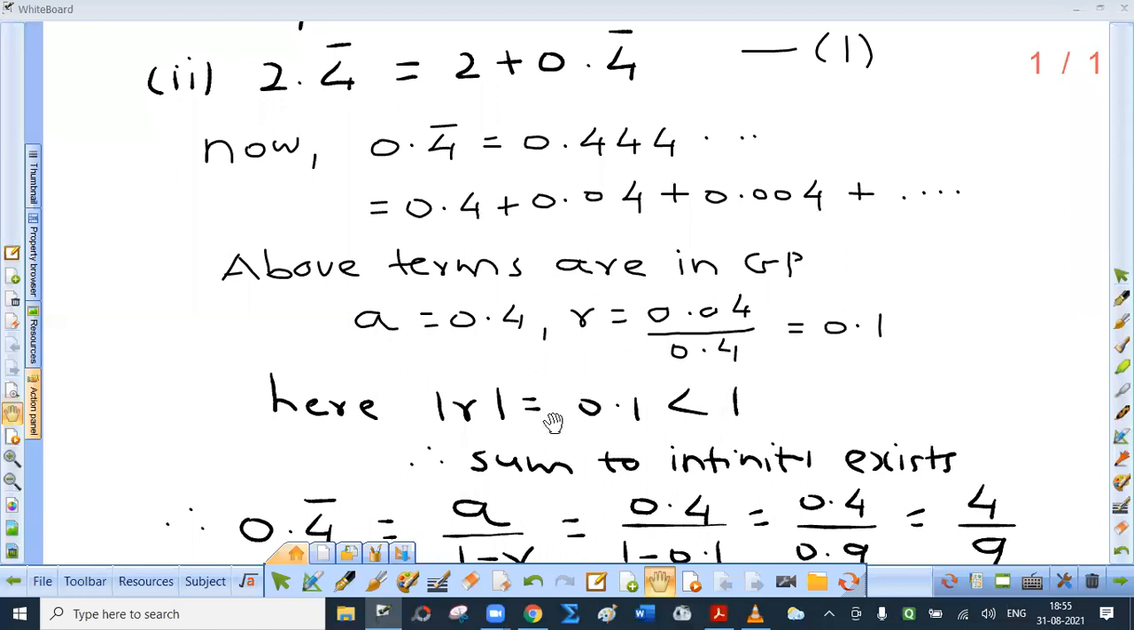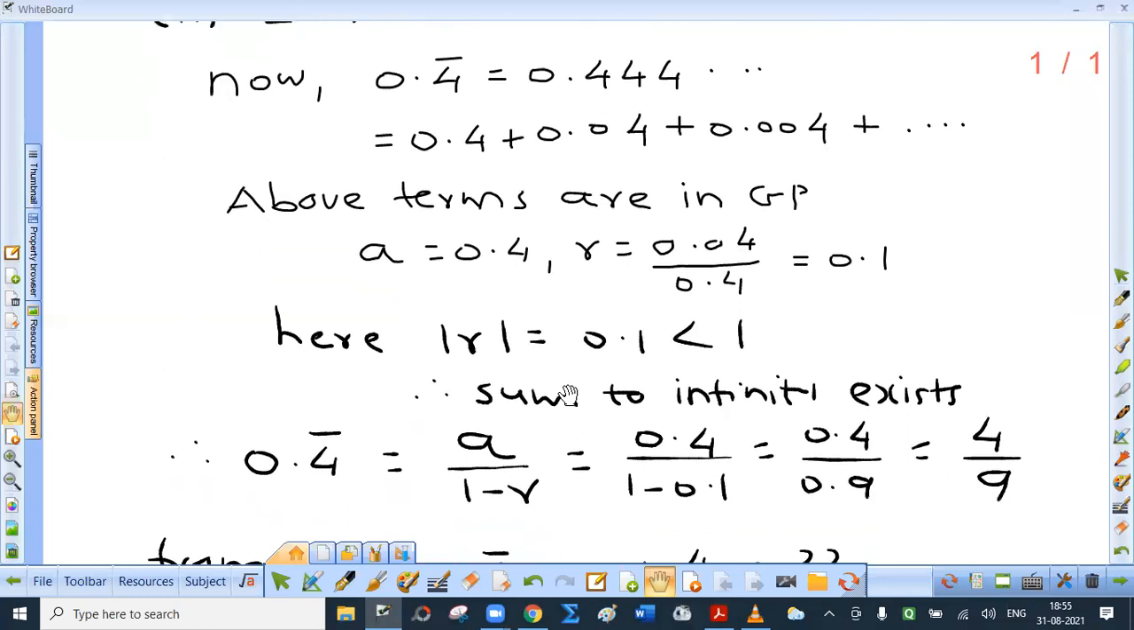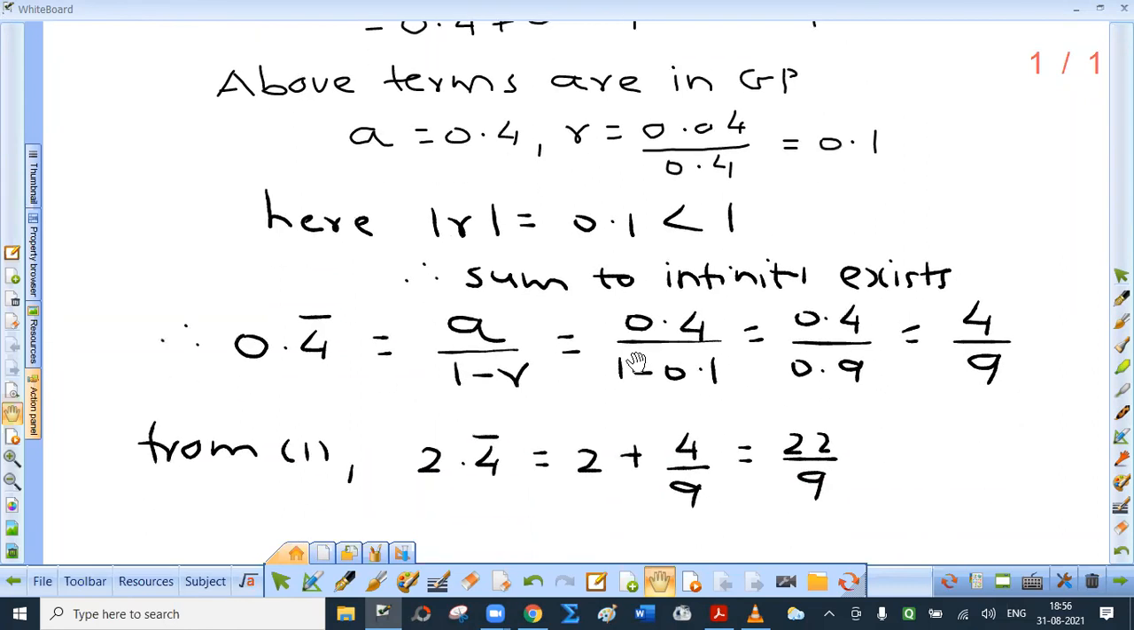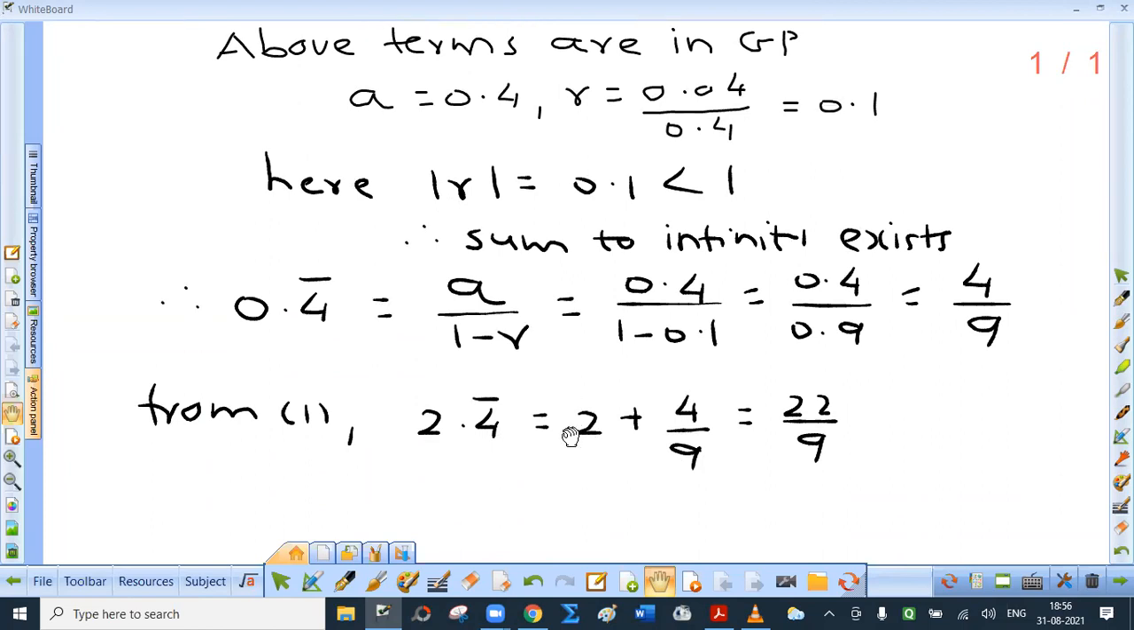Modulus of common ratio 0.1 less than 1. So sum to infinity exists. So 0.4 bar. What is the formula? A upon 1 minus r. 0.4 upon 1 minus 0.1. 0.4 upon 0.9, that is 4 by 9. So from 1, what is 2.4 bar? It is 2 plus 4 by 9. LCM 9, so 18 plus 4. So 22 upon 9. So we express this recurring decimal as a rational number.